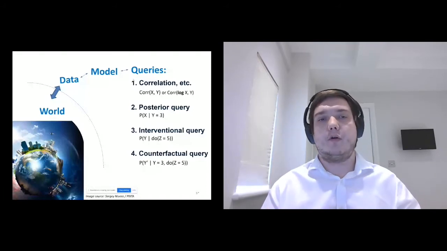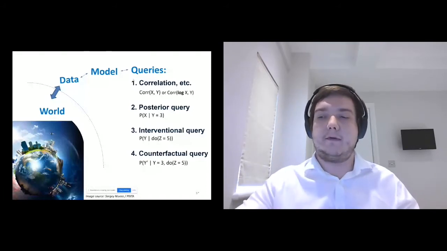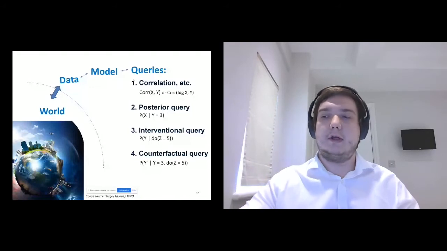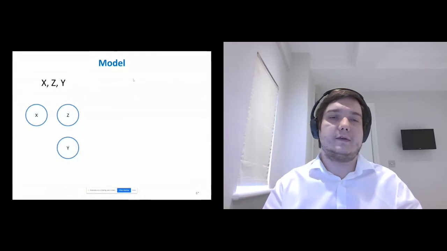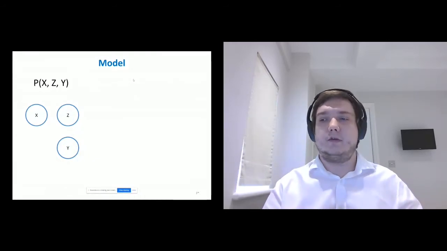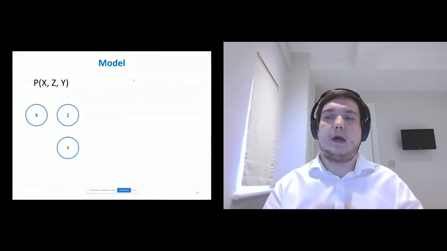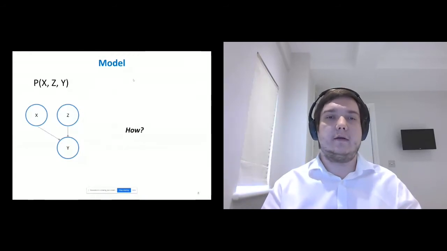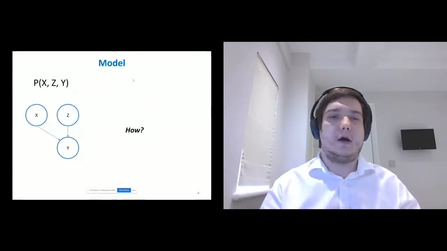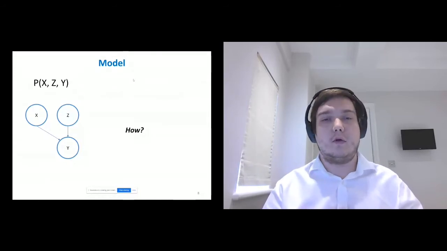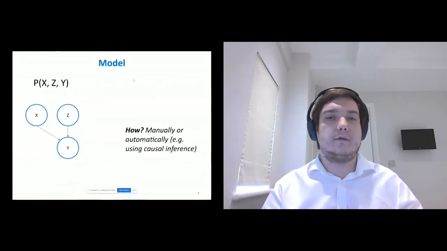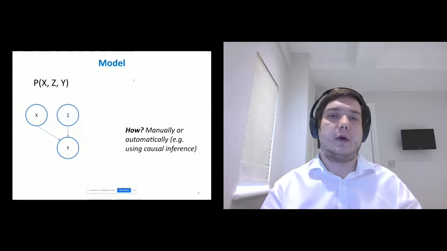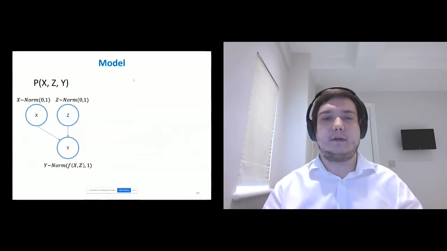And in terms of the model, we usually have some events, processes happening in the world. They might be represented as random variables, for example, x, z, and y. And we usually think there is some distribution over them, and often things are not independent. And then we have some structure, some dependencies, some causal model, and we can get it manually or automatically, for example, using causal inference, or getting help from subject matter experts. So let's say we have this model.